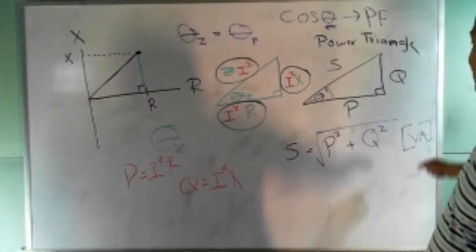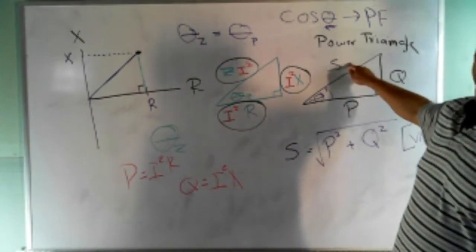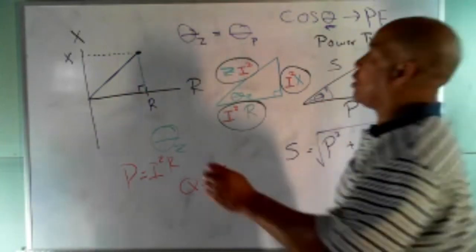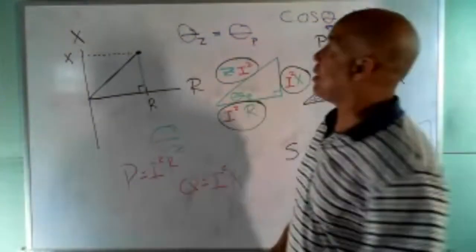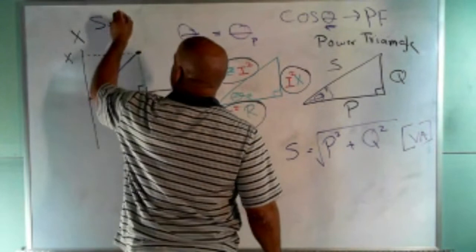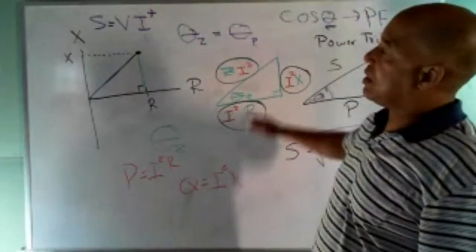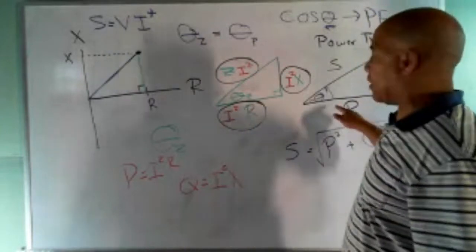So the takeaway is that I use the power triangle when I want to calculate S, or I showed you the other equation that I said we'll talk about later on, where S is equal to V times I star, where the star is called the complex conjugate. We'll do that later on. Now I want to focus on the power triangle.